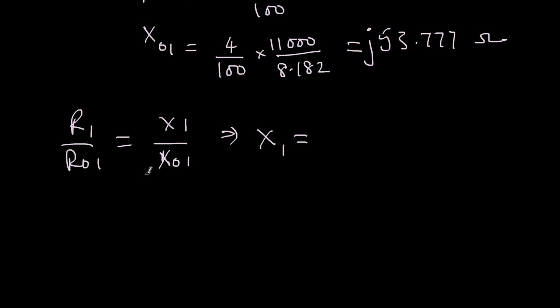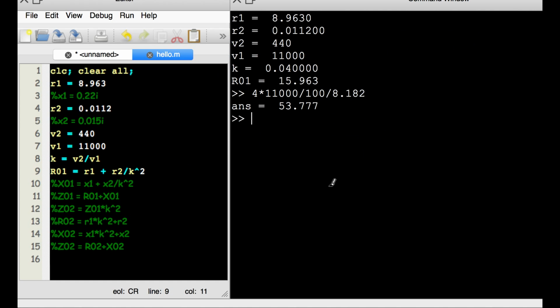So you can always have a different ratio of reactance compared to resistance, but since the question has given it, this condition holds. So x01 by R01 into R1. So we have all these values. So x01 is 53.777 divided by R01, which is 15.963, multiplied by R1, which is 8.963, giving 30.195.